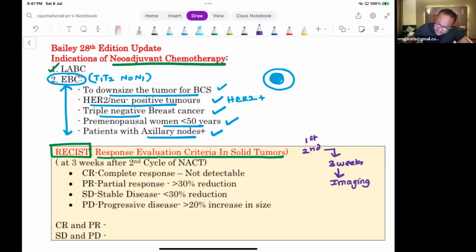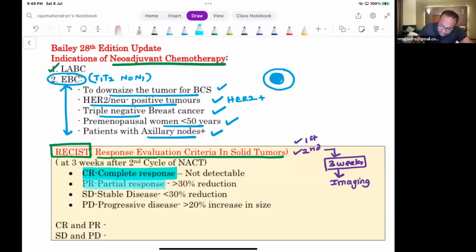3 weeks கழிச்சு imaging பண்றோம். First cycle முடிச்சிட்டு, second cycle முடிச்சிட்டு, 3 weeks gap விட்டு imaging பண்றோம். Imagingல tumor is disappearing, it is known as complete response. டியூமரே காணோம், 2 cycle போட்டதுல டியூமர் மறைஞ்சிருச்சு, it is known as complete response.